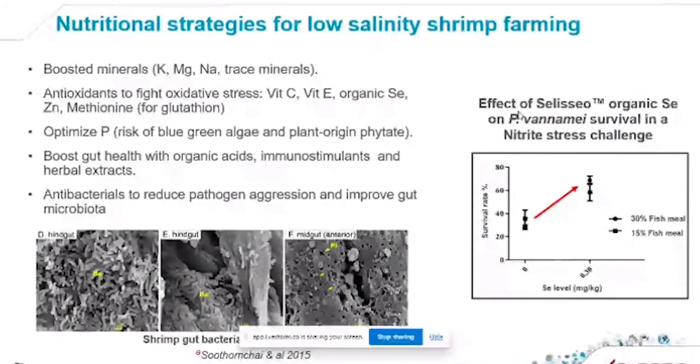So that's what you can do at the farm, but at the feed mill level, what are the strategies that we could recommend? Well, first is to boost mineral supplementation, especially focusing on potassium and magnesium, to a lower extent sodium, and then also some of the trace minerals. Adding antioxidants to fight oxidative stress, like vitamin C, vitamin E, organic selenium, zinc, and methionine, which is a precursor for glutathione. Optimize phosphorus supplementation in the diet, so don't have too high a phosphorus level, but have enough so you have enough growth.